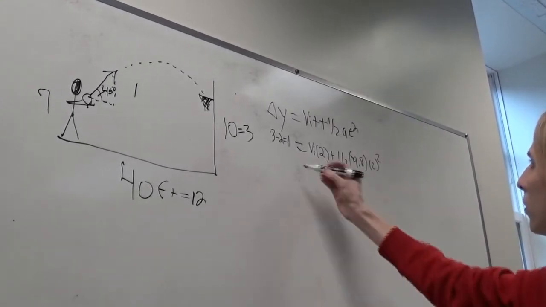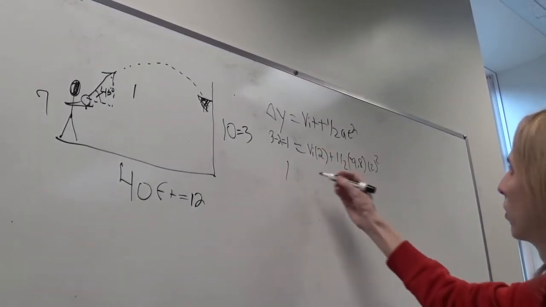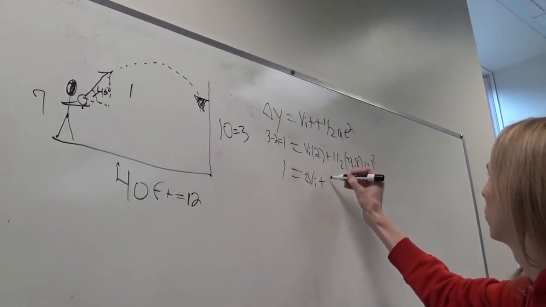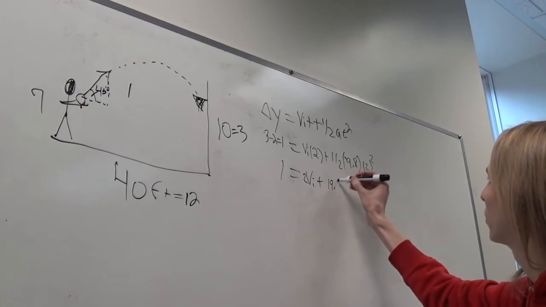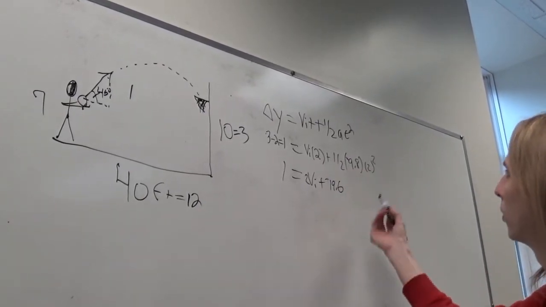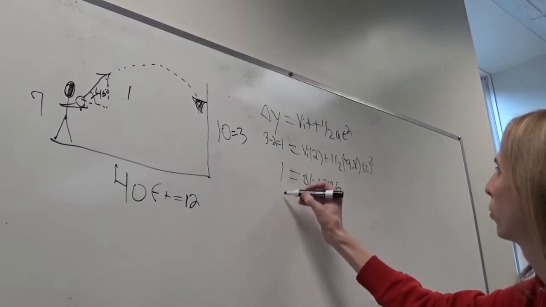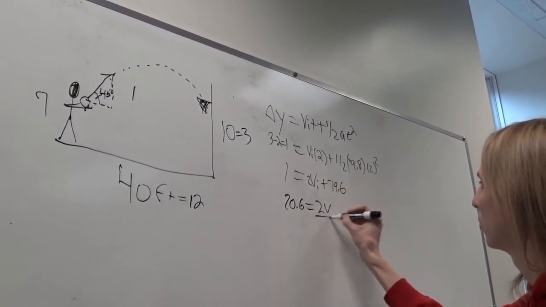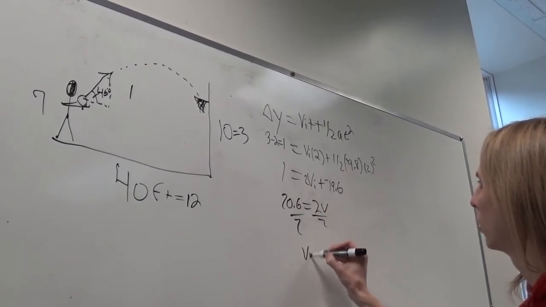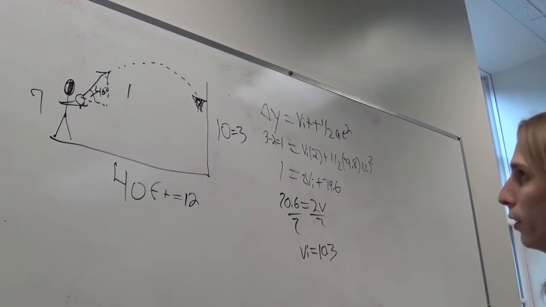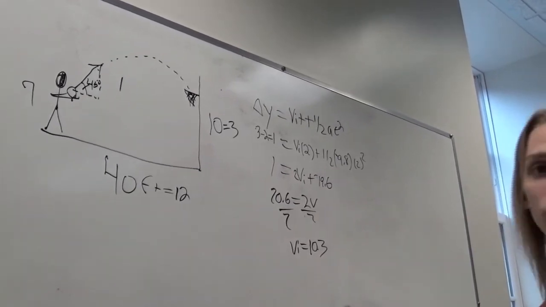So if we just get rid of some of our things here and do some math, we got 2vi plus 19.6. Now, that's a negative. So let's bring it back over. We got 20.6 is equal to 2vi divided by 2, and vi is equal to 10.3. But that's not enough, because this is just the vertical component.